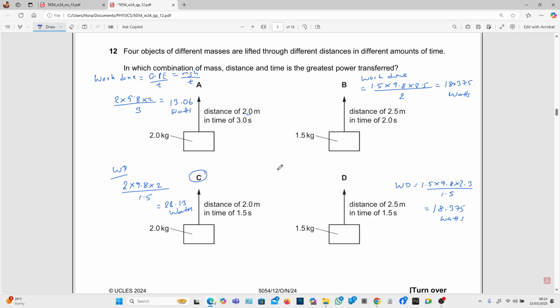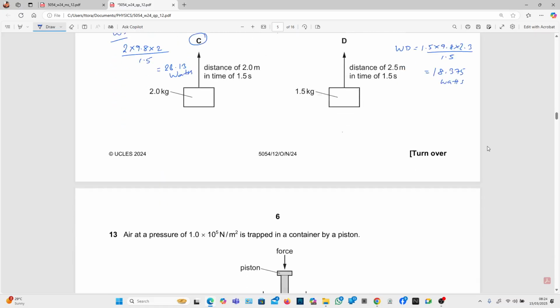Okay, for now, let's see. Just one moment. My pen is not moving here. Just one moment. Yes, it is fixed now.